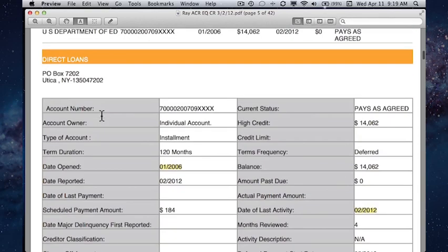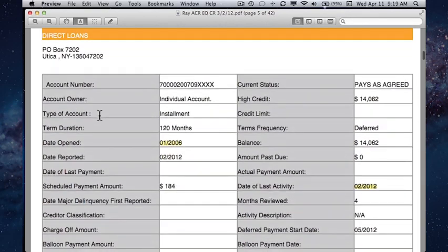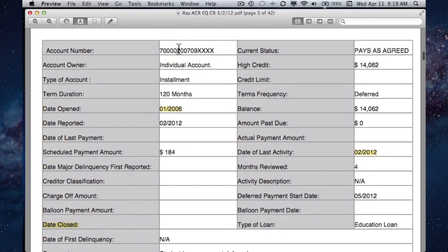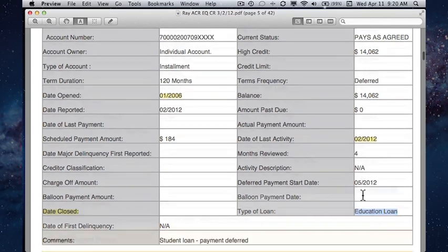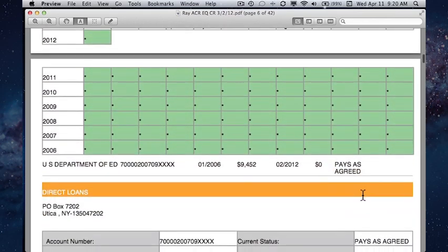currently. And as you see, direct loans here's where you'll find the account number, date opened, no date closed because it's open. It shows that it's an education loan. So all of the information that you need to fill out your tables or to understand whether or not this account, as it's reported, is accurate, will be here in these tables.